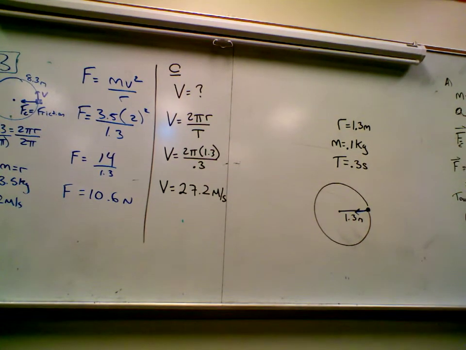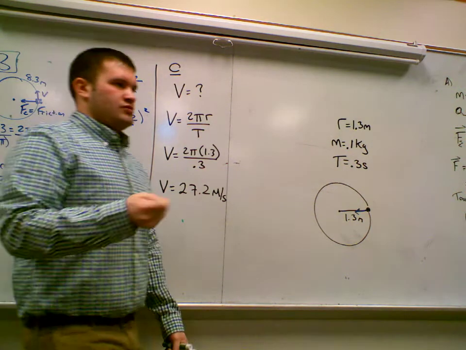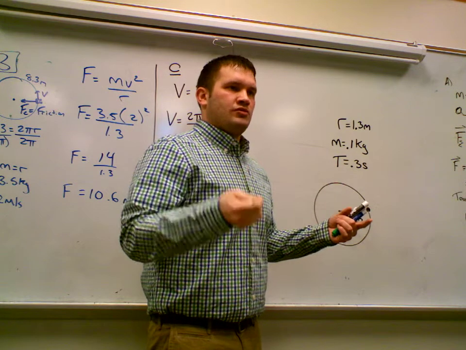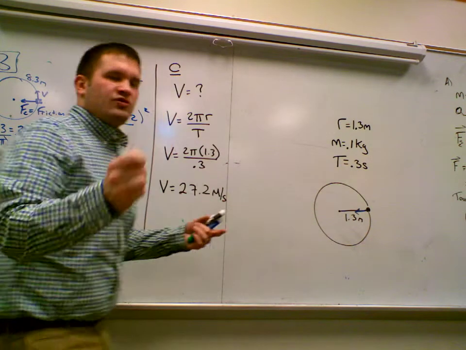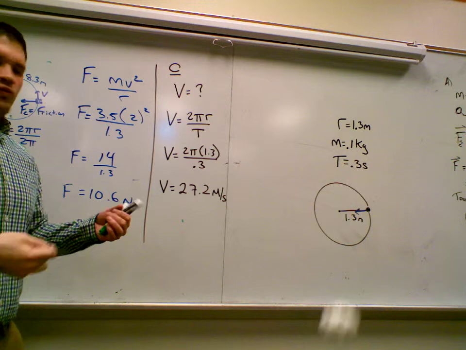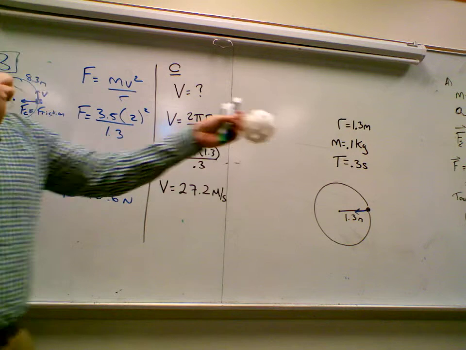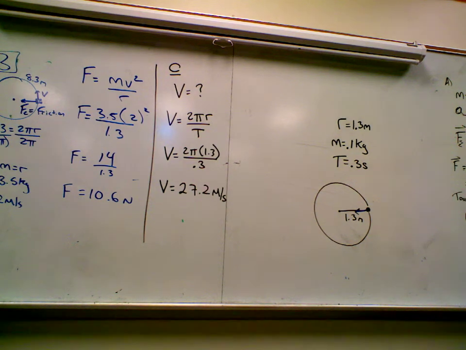Here's my wiffle ball. Which way am I pulling on this wiffle ball? Towards the middle, towards my hand. What supplies that pull? I pull on the string, and the string pulls on the ball. So what is that? Tension. So the tension is what force? Centripetal force. The tension is our centripetal force.